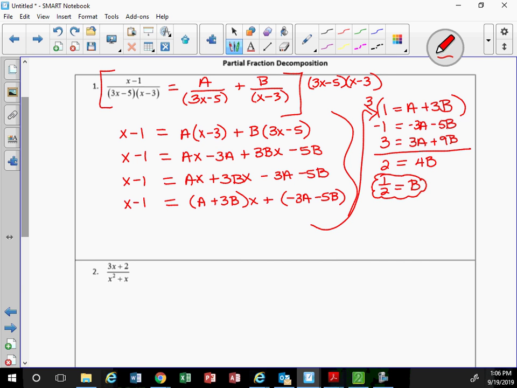Once I know one of them, what do I do? Plug it in. And I don't care where you plug it in. You can pick this top one, the second one. If you really like that third equation, you go for it. It'll work in any of those. I'm just going to do it in the first one. So I'm going to say 1 equals A plus 3 times 1/2. So I really have 1 minus 3/2 equals A. What's 1 minus 3/2? Negative 1/2.